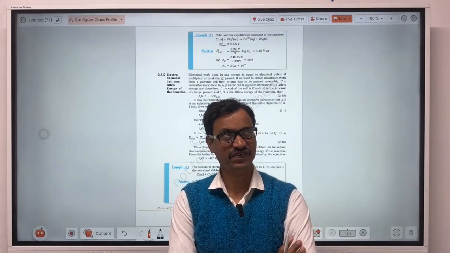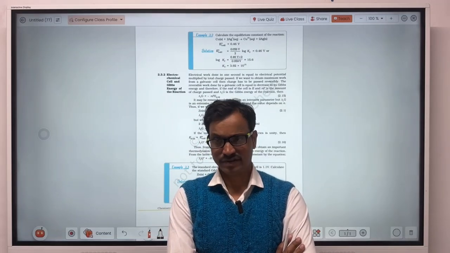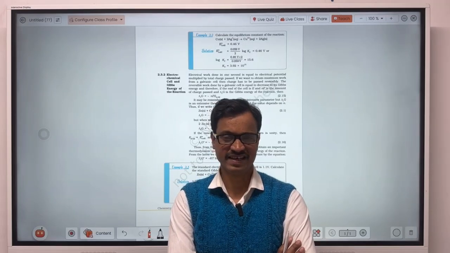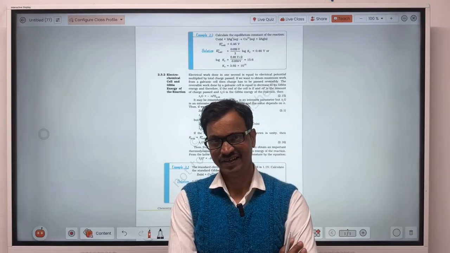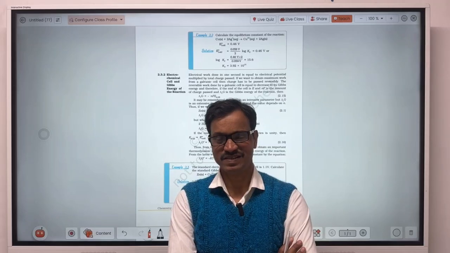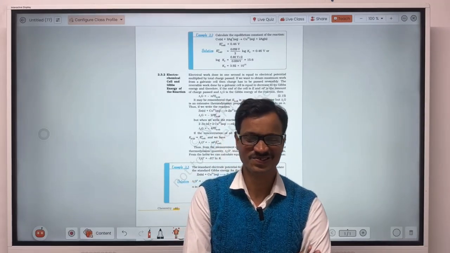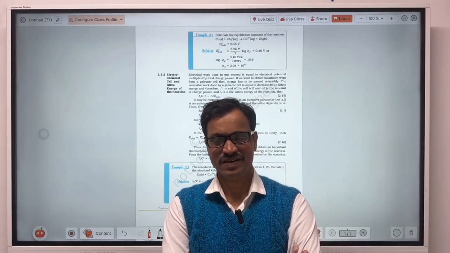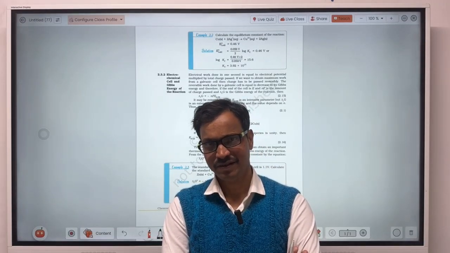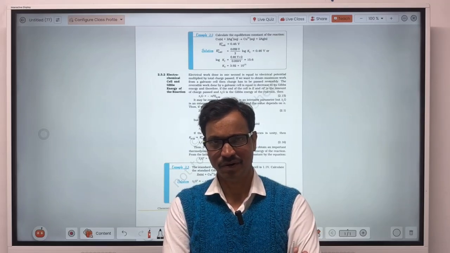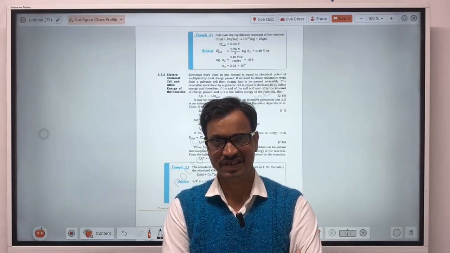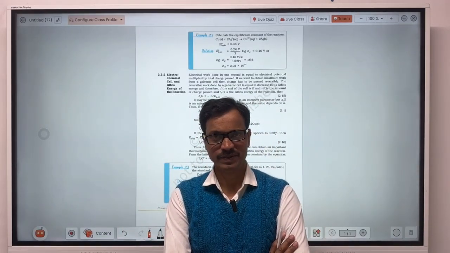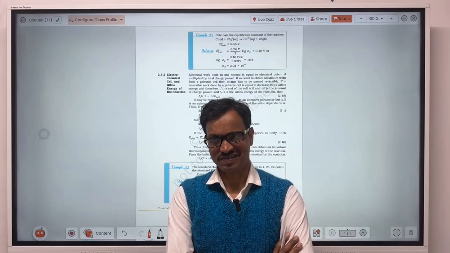That means if the Gibbs free energy of the product minus the Gibbs free energy of the reactant is negative, then the process will be spontaneous. Also, what is a spontaneous process? A spontaneous process is a process for which there is no requirement of work. That means the process for which no work will be done is called a spontaneous process.